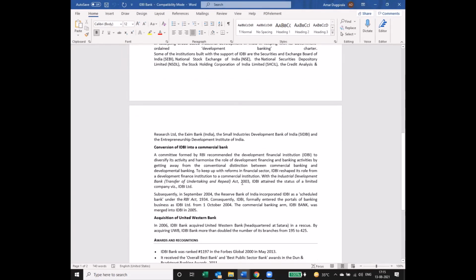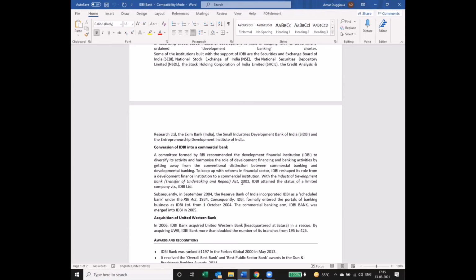Slowly, Industrial Development Bank produced bad results, some bad loans, some bad financial governance, and that resulted in formation of a committee by RBI, which recommended that IDBI, Industrial Development Bank of India, should diversify its activities in terms of financing and banking. And they should get away from the conventional problem that they were not a commercial bank. Industrial Development Bank of India was not a commercial bank. It was a development bank by nature. So they said that you continue your development activities, but start doing commercial banking as well. Right? So what happened?